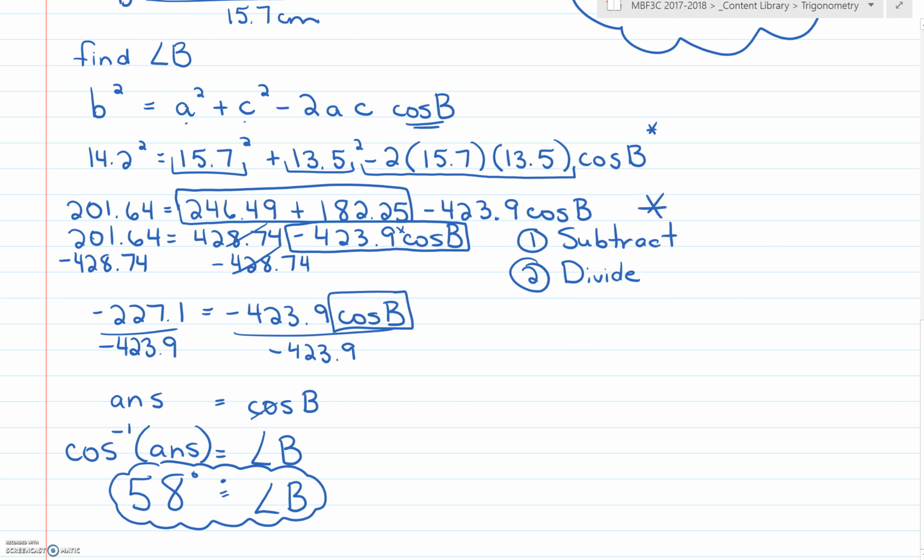So review these steps, see how that goes, but the hardest step would be right when you have to start solving for the cosine of B. So right when you have to start subtracting and then dividing. But if you remember these two steps, it should make it just a little bit easier for you.